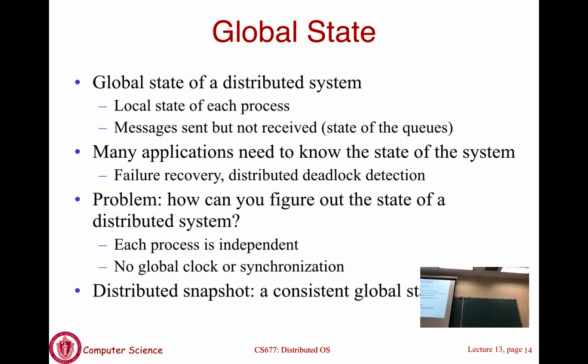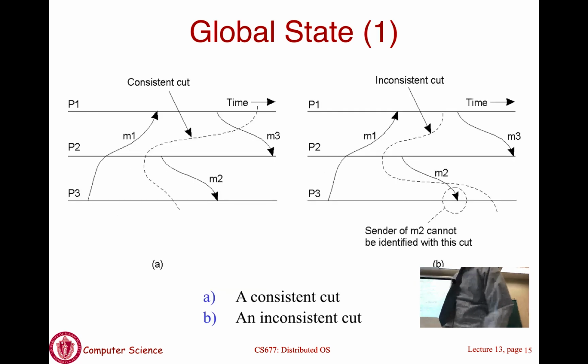Okay. So we will assume that there is no global clock or no synchronization, and yet we want to capture a consistent state. And I'll give you some examples of what it means to capture a consistent state versus not. So here are two timing diagrams. These are 3 processes, P1, P2, P3, that are part of a distributed computation.